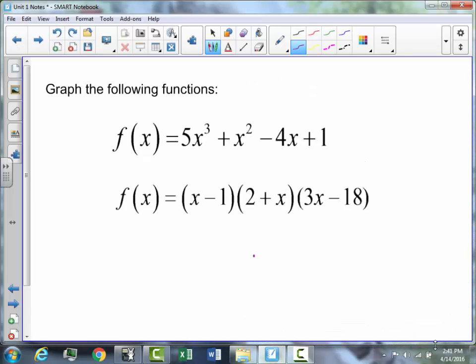Okay, so here's the new stuff then. Now I want to show you how the powers of 3, 4, 5, and 6 work. And what you'll discover is that it's actually very similar once you pick up on the patterns behind them. So let's try graphing the first one, the 5x to the 3 one.